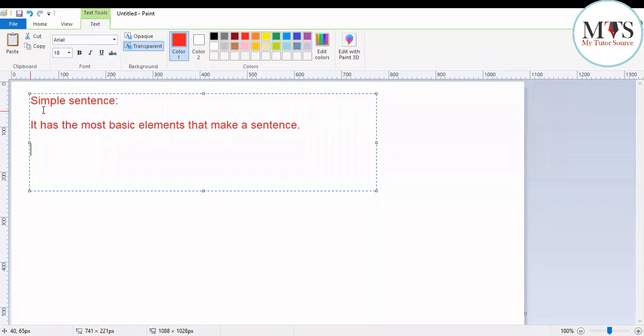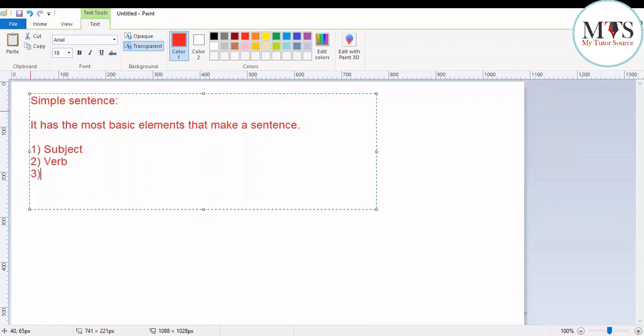Working on simple sentences today. A simple sentence has the most basic elements that make a sentence. There are three elements that you need to keep in mind. The first element is a subject. The second element is a verb. And the third element is a completed thought.